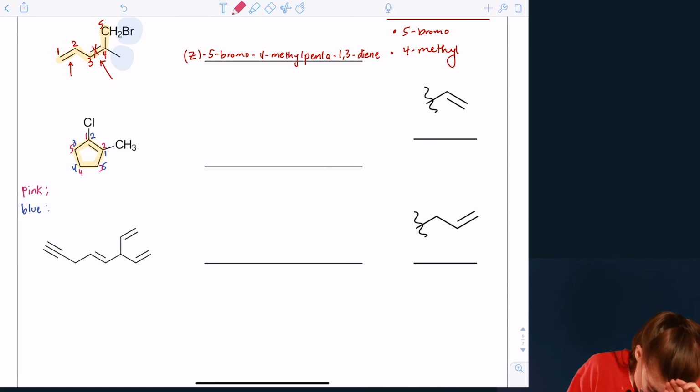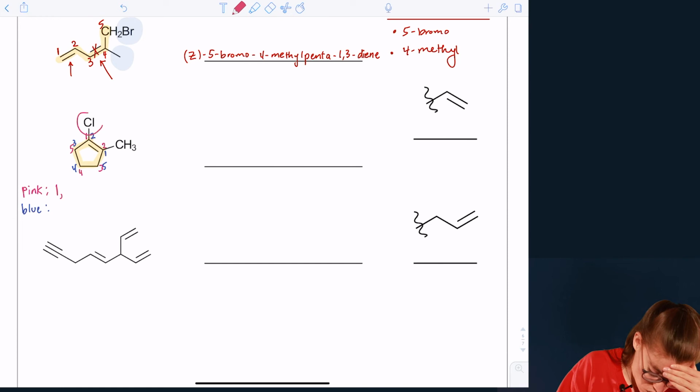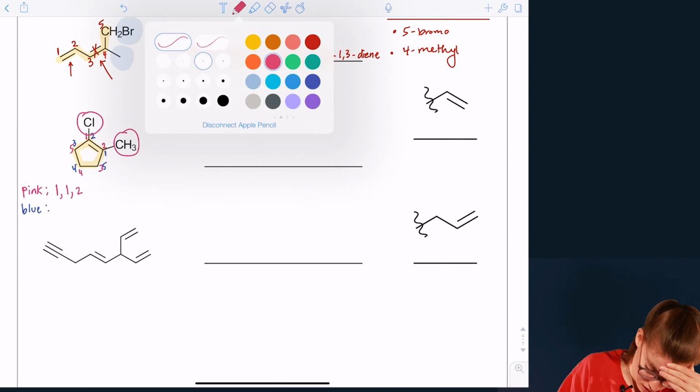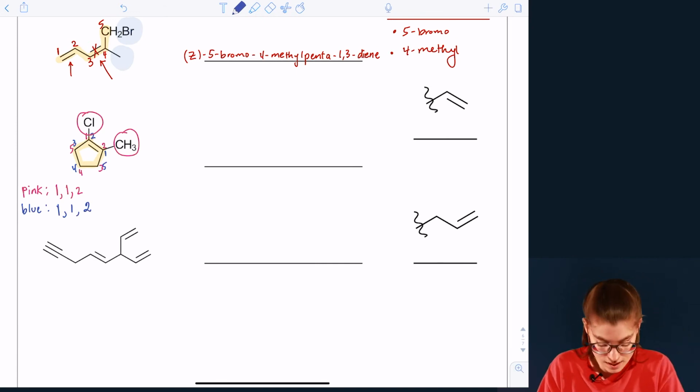Okay, so we have a substituent at 1, the double bond, right? But we also have the chlorine here is at number 1, and the methyl group is at number 2. If we look at the blue way, the double bond is at number 1, the methyl group is at number 1, and the chloro group is at number 2. So either way we number it, we will have the same numbering locations.